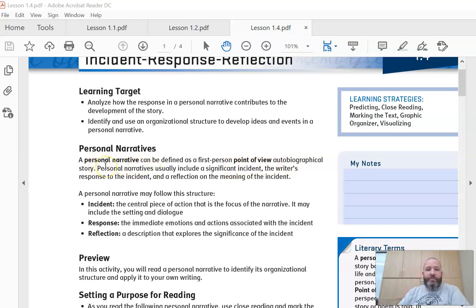So a personal narrative means that it's a story about you, and first person is when the person who is telling the story is who the story is about. So if I was telling a story about when I was in 6th grade, that would be a first person point of view. I remember there is a second person point of view.